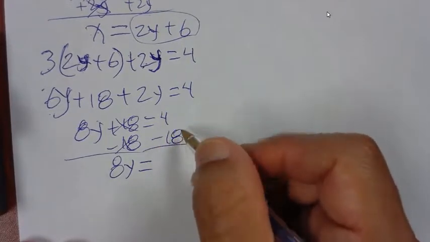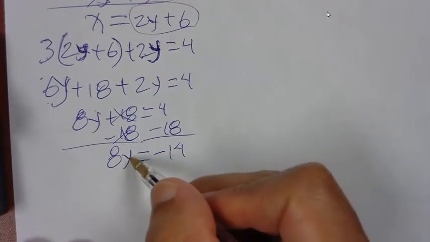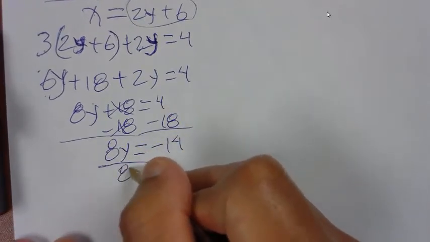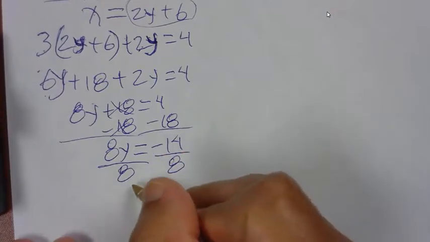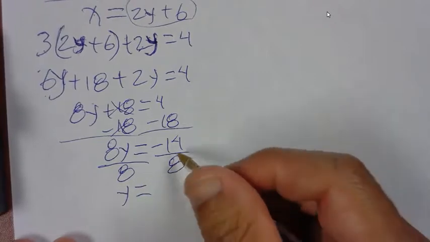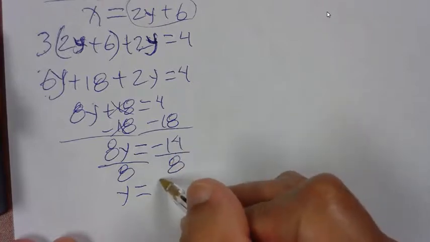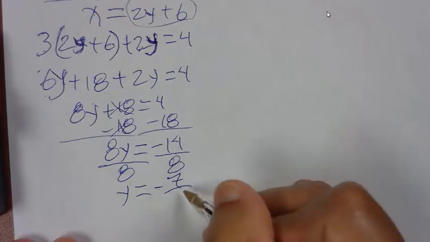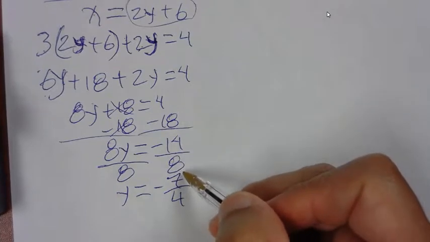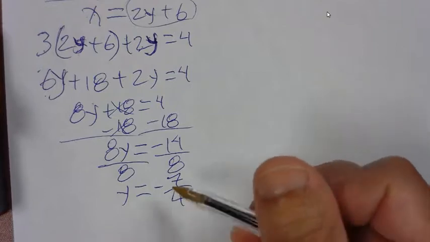I end up with 8y on one side equals 4 minus 18 is negative 14, and then y by itself, so I use the multiplication principle by dividing by 8. This simplifies to negative 7 over 4. Yeah, just divide by 2. By 2, 7 over 4. And yeah, that's the correct answer according to the book.